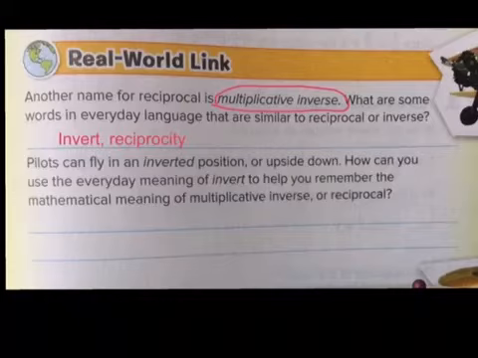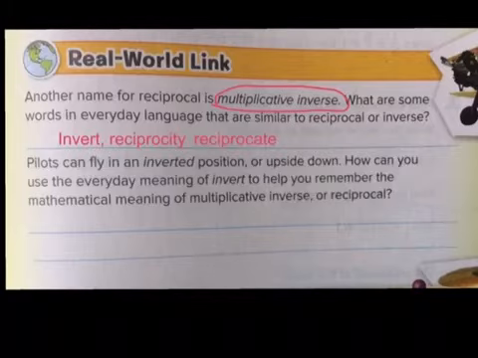Reciprocity. Now this means to kind of put back how it was, because when you flip or invert the second fraction and you multiply through, you'll notice that you're going to get a whole number. And the verb is reciprocate. Okay, so all these three words can mean reciprocal or are related to reciprocal multiplicative inverse. This is a key answer as well. Please have those three words written in there.